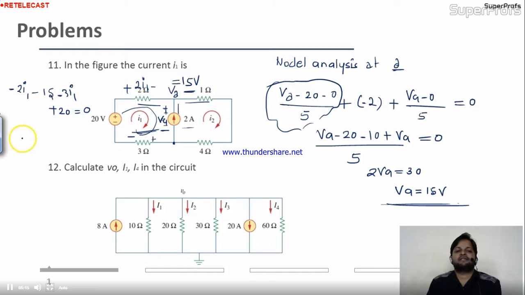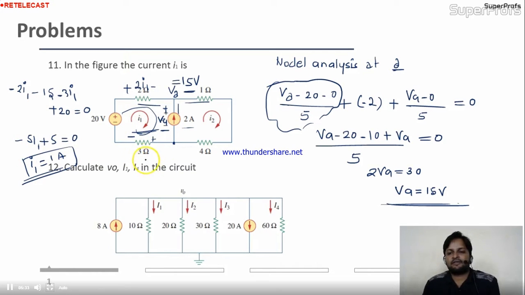Minus 2I1, minus 3I1, minus 5I1. Am I correct? Minus 15 plus 20, it is 5, equal to 0. Finally I1 equal to, tell me. I1 equal to 1 ampere. This is the positive current, meaning the direction is perfect. Yes, this is the answer of the circuit. It's a very simple problem based on nodal analysis.